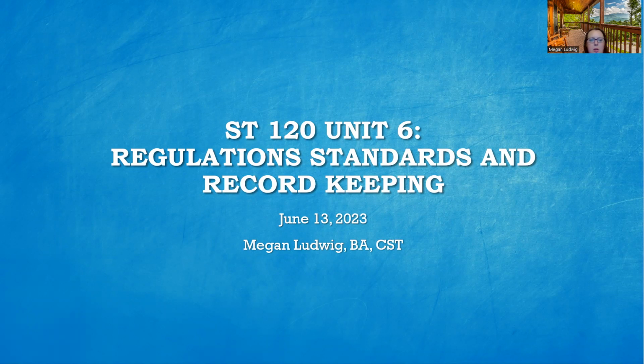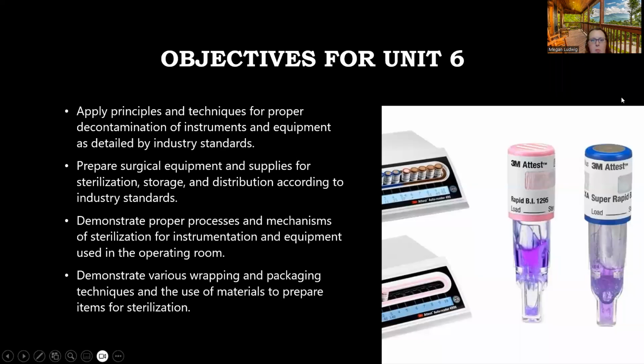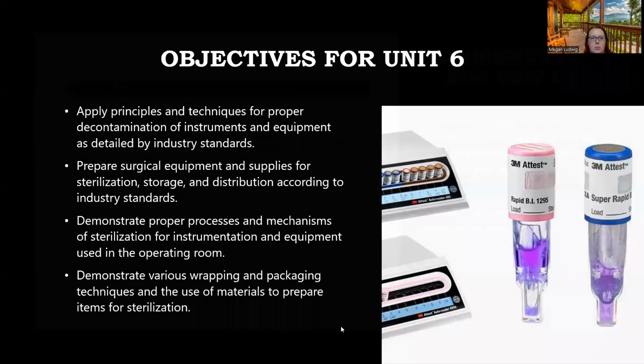All right, so this week we're going to be talking about regulation standards and record keeping. There's a lot that goes into this aspect of sterile processing. So here are our objectives for Unit 6. We're going to talk mostly about how to keep track of everything that is used, the testing that comes with the sterilizer loads, etc. Talking about the industry standards for those types of regulations.